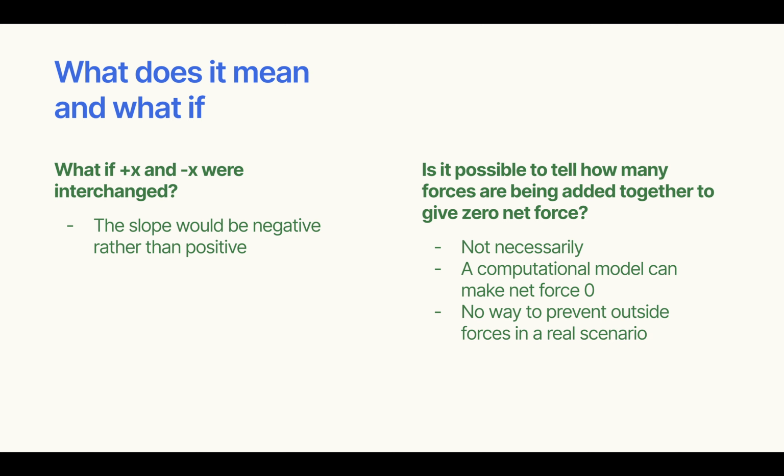So here's some questions that we were asked at the end. Number one, what if the positive x and negative x directions were interchanged? Basically, this wouldn't change a whole lot. It would just mean that the slope would be negative rather than positive.